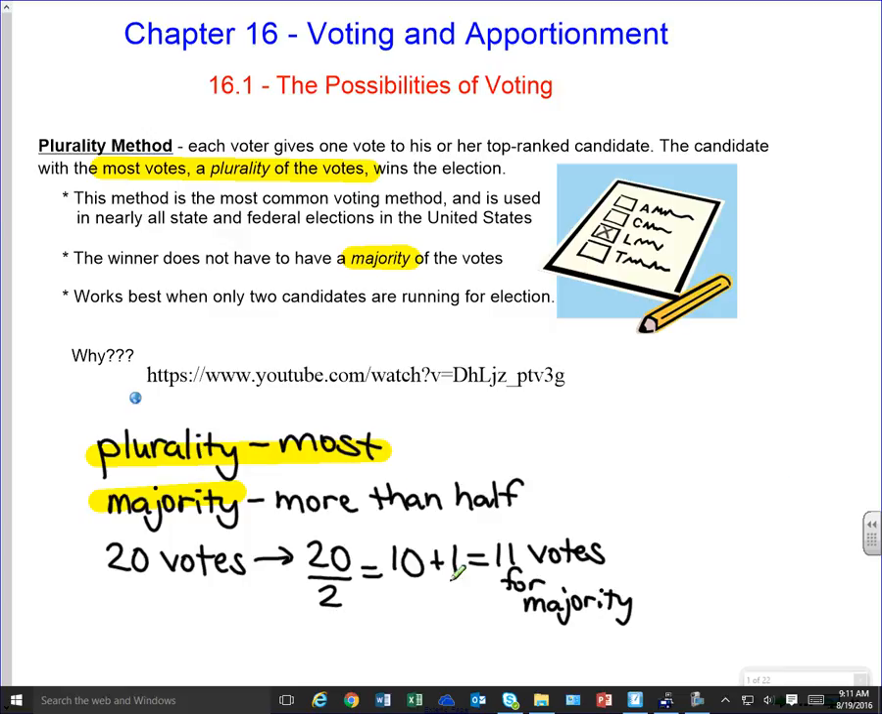So down here, I gave a little example of how to find majority. Like if you had 20 people voting, what would you need to have the majority of the votes? So you would divide that number by 2, that gives you 10, and then you add 1 to get to 11, okay? Because if you had 10 votes, somebody else could have 10 votes also, right? So you still wouldn't have more than everybody else. So you've got to have more than half, so you get to 11 there.